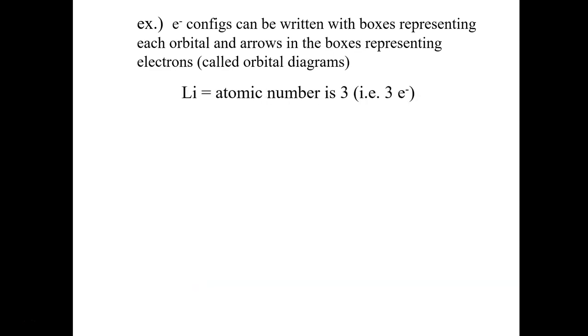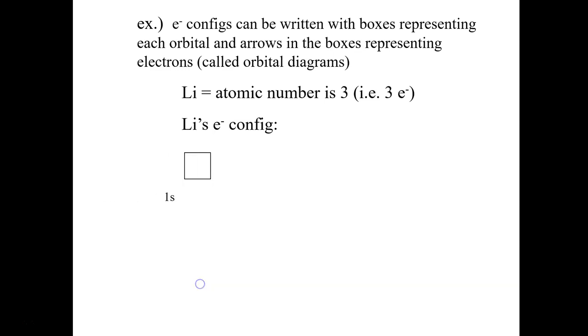So let's try this with lithium. Lithium is number 3 on the periodic table, right? So that means that it has 3 electrons. So I want to draw out the orbital diagram for the electron configuration of lithium. So where do I start? Every single electron configuration starts at the lowest energy sublevel, which is the 1s.